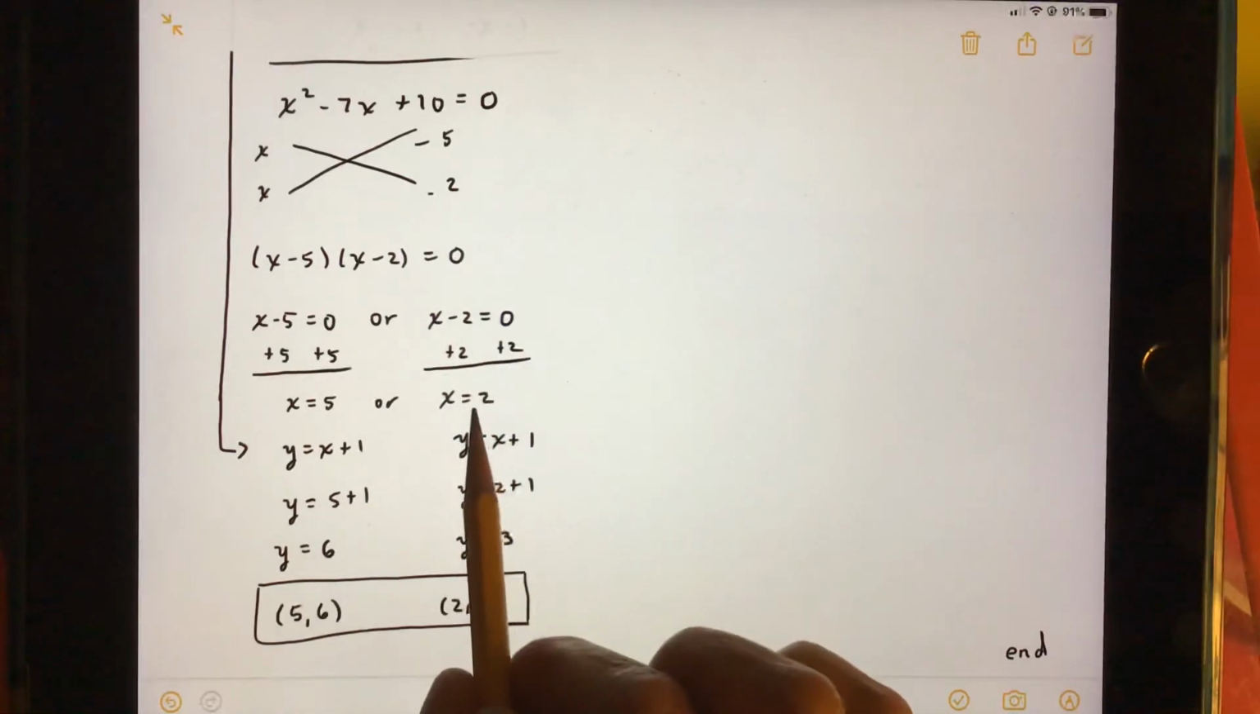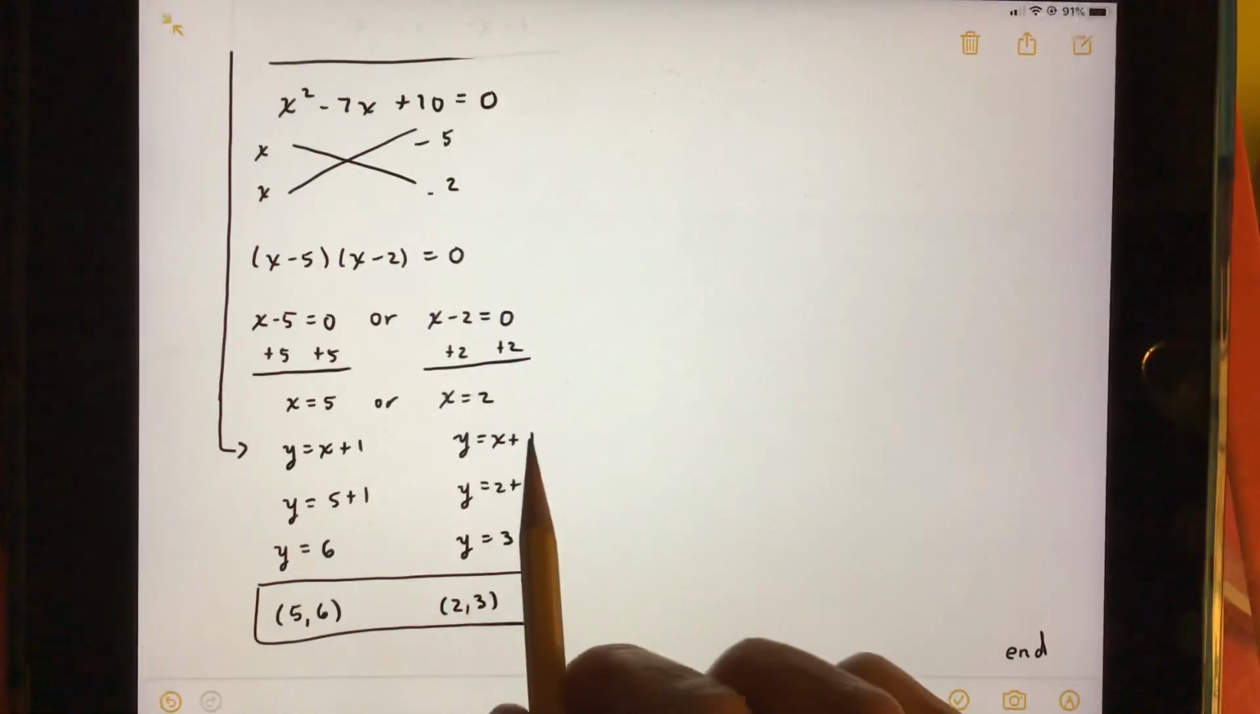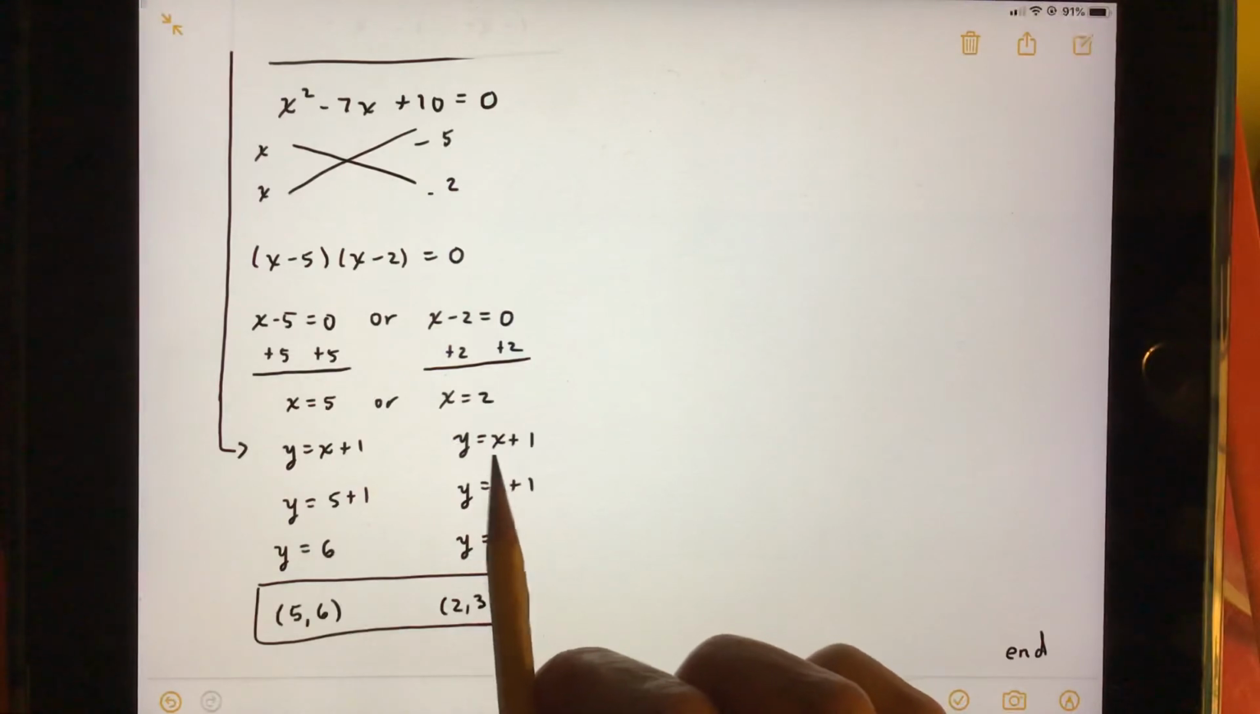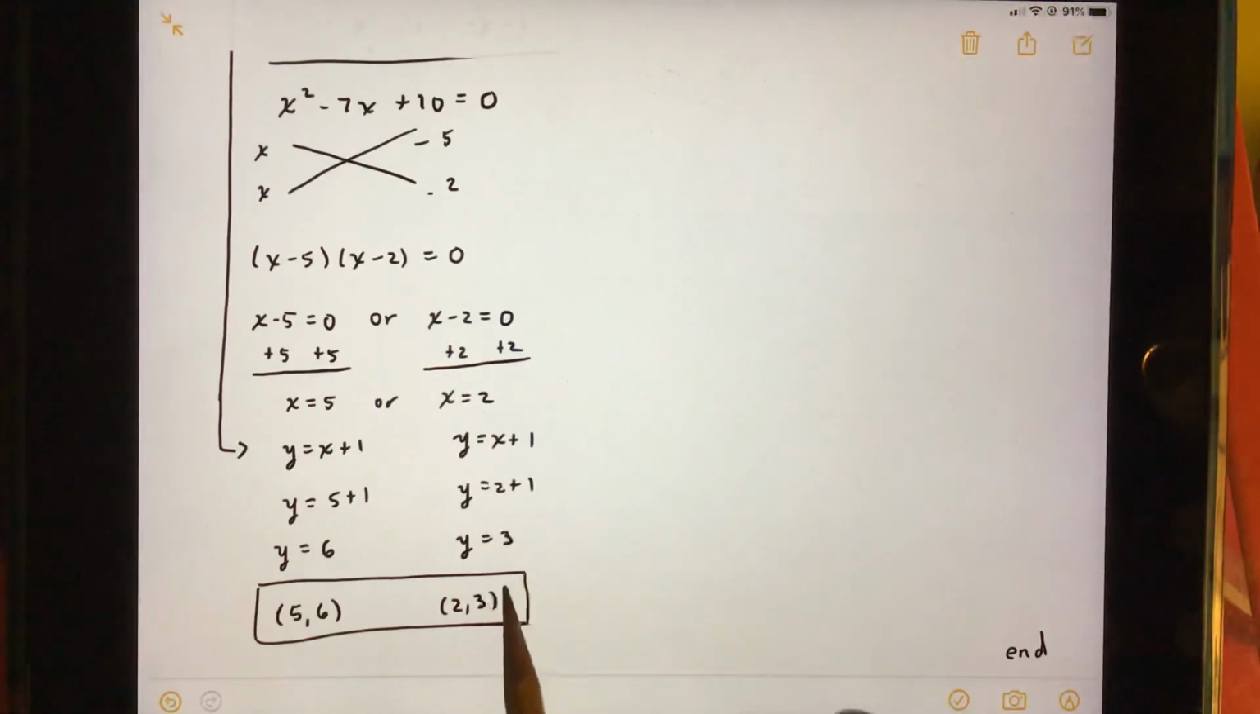And then when x is 2, I'm going to substitute that in for this x and find out my other y value. 2 plus 1 is 3. So when x is 2, y is 3. And there's my ordered pair solution. So there are 2 points where this line and this parabola intersect, and they are the points 5, 6, and 2, 3. Okay, so your problems will be similar to that in your homework.